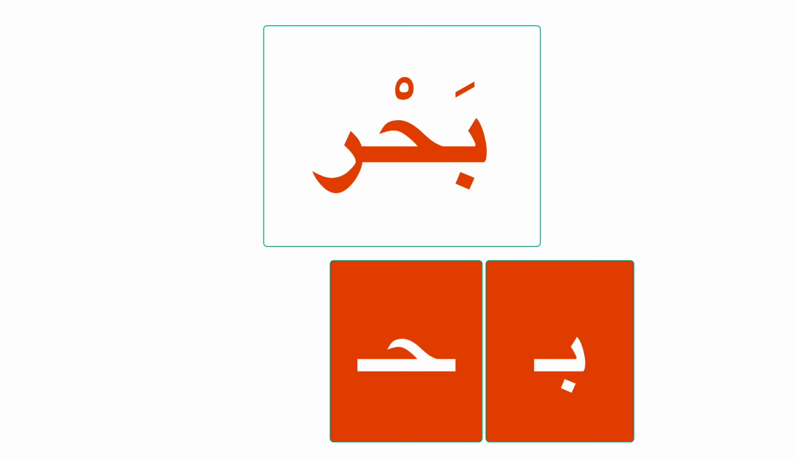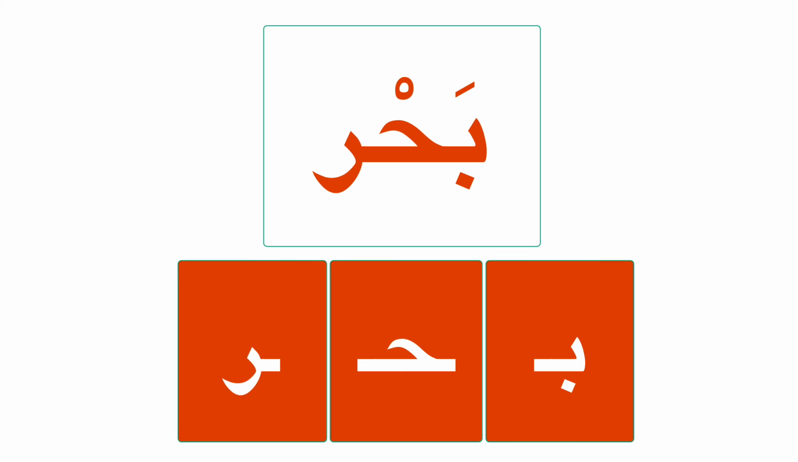And the ha here is joined from both sides. So the ba can permit joining, and the ha also can be joined from the beginning. So they are joined, as you can see. And also the ha is joined from the other side to the ra. The last letter is the ra, and the ra is joined to the ha before it. But it has no letters afterwards, so it comes at the end position.